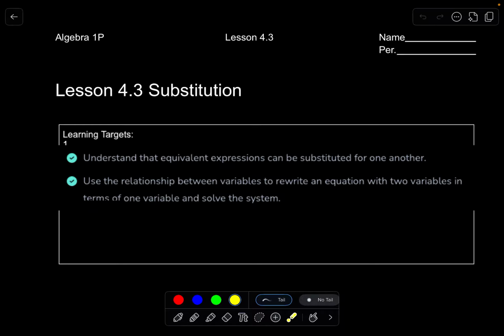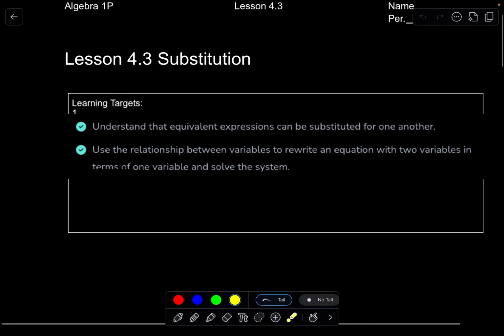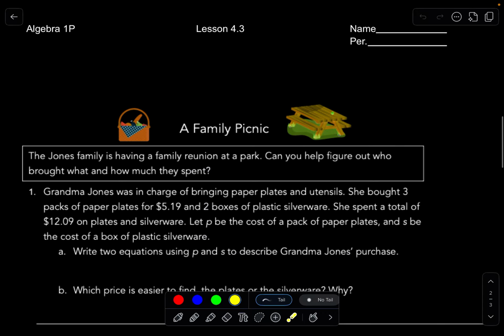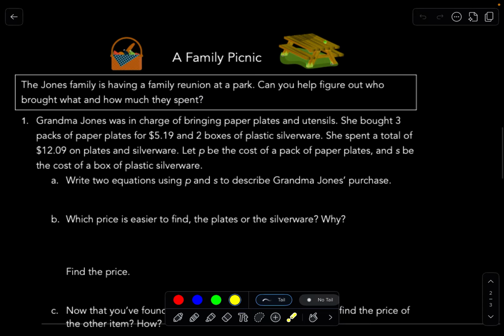Remember, we're only doing two equations, two unknowns, although in other math classes, you can go higher. So let's begin. Again, this is kind of complicated, so I'm breaking it down into three different videos. Video A is this first question, video B will be the second question, and video C will be the check your understanding.